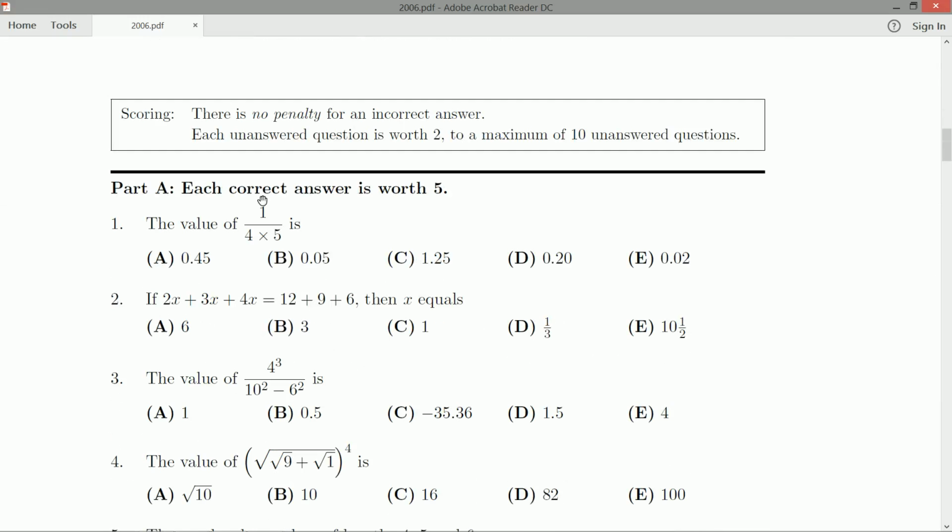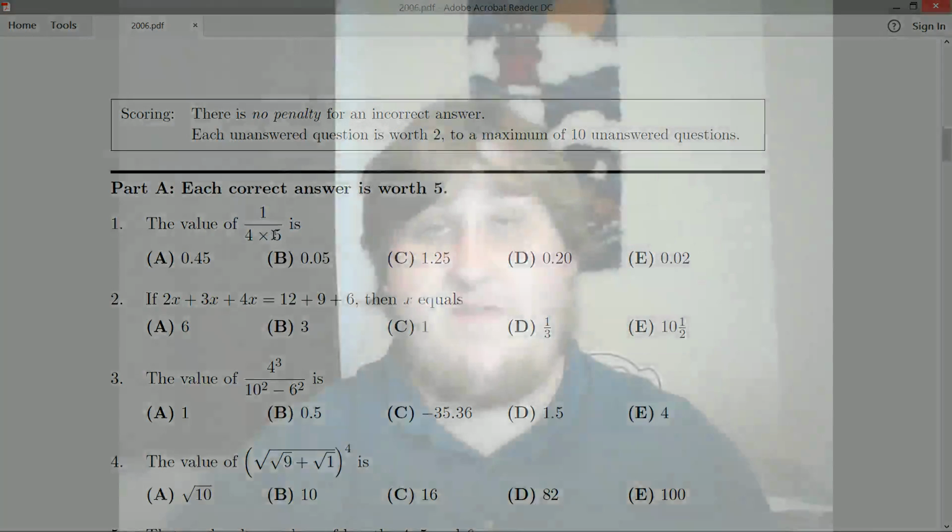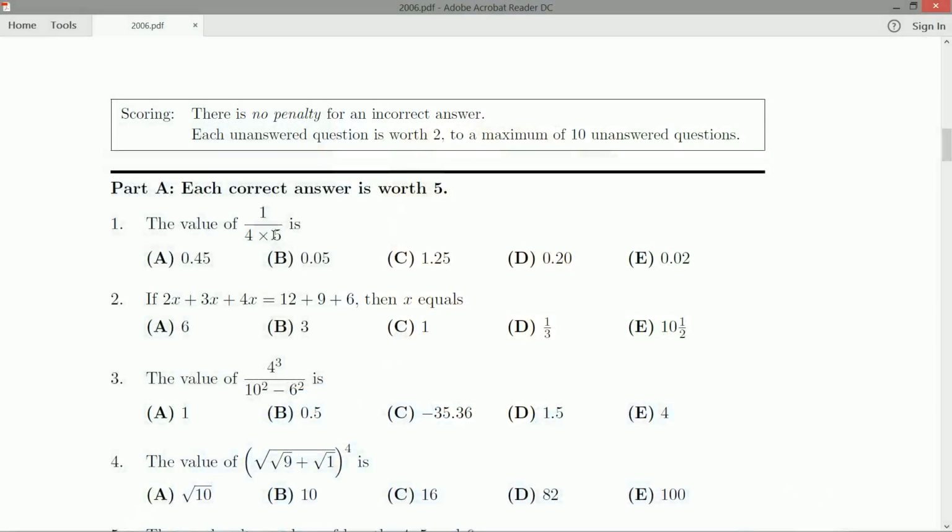The value of 1 over 4 times 5 is... Okay, so this one, I just finished saying calculators are allowed, so we could very quickly do 1 divided by, and be very careful, if your calculator, some calculators allow you to enter the operations in a particular way, where you could just do 1 divided by 4 times 5, but be careful with that. I've put it in brackets, 1 divided by 4 times 5, 0.05, and we see that that's going to be the answer B.